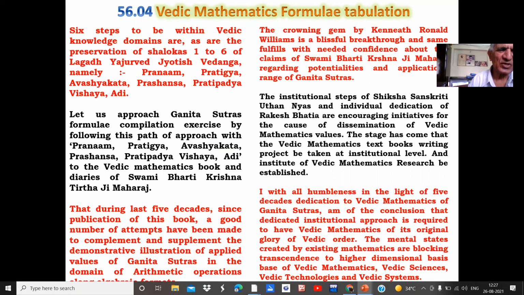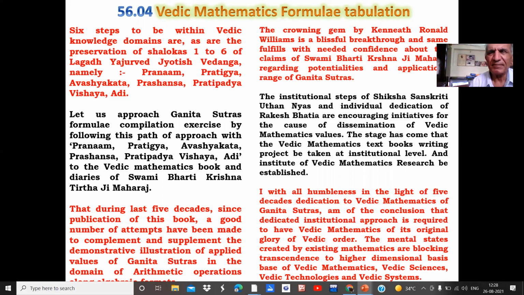Let us approach the Ganita Sutras formulae tabulation exercise by following this path of approach with Pranaam, Pratigya, Avashyakata, Prashansa, Pratipadya Vishaya, and Adi sequential initiation to the Vedic mathematics, by approaching the Vedic mathematics book and diaries of Swami Bharti Krishna Tirtha Maharaj. During the last 5 decades since publication of this book of Swamiji, a good number of attempts have been made to complement and supplement the demonstrative illustrations of applied values of Ganita Sutras in the domain of arithmetic operations on algebraic formats.